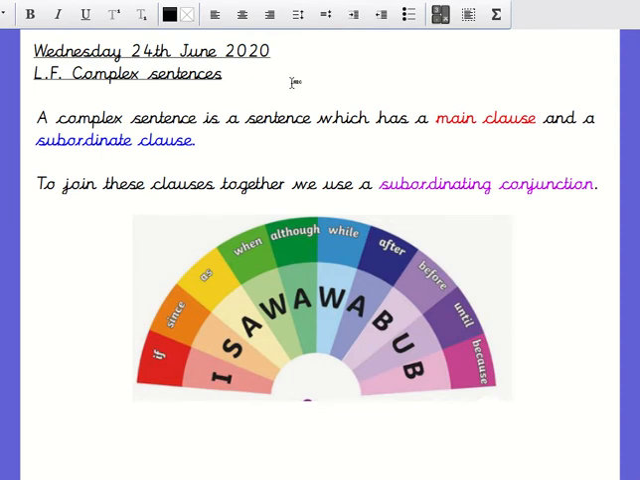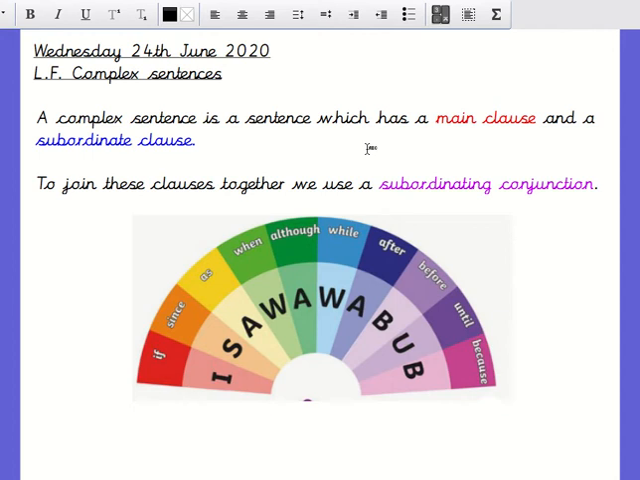So a complex sentence involves, a bit like a compound sentence, two clauses. This time though we call them the main clause, that's one clause, and a subordinate clause. So our second clause is subordinate. That means that it needs the main clause to make sense.